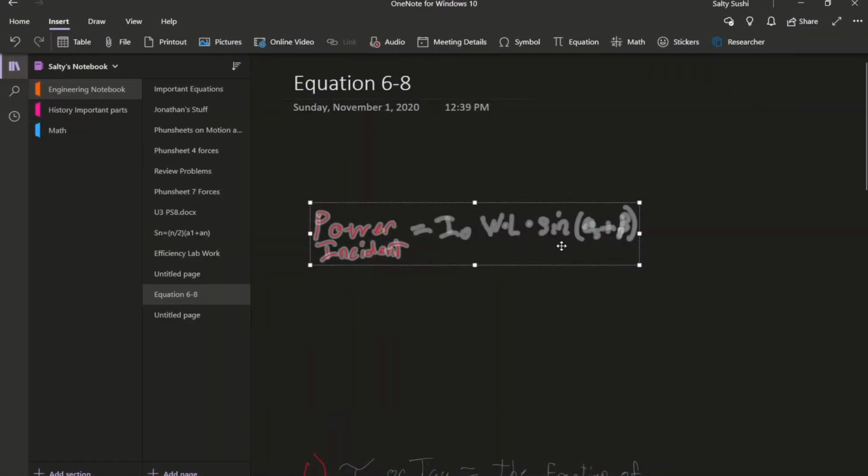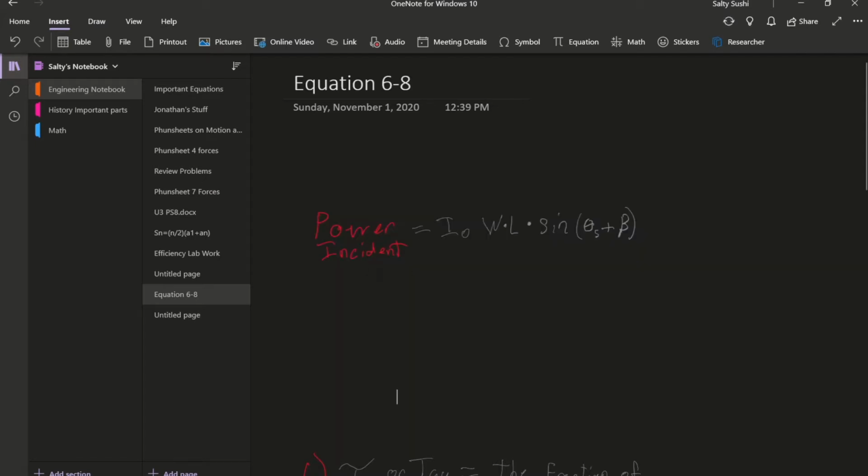Alright, this is equation 6 through 8. So starting off from last time, we found that the power incident is equal to the solar radiation density, I of O, times width times length, or the area of the window, times the sine of theta and beta, or the angle between the ground and the sun, and the angle between the oven and the ground.